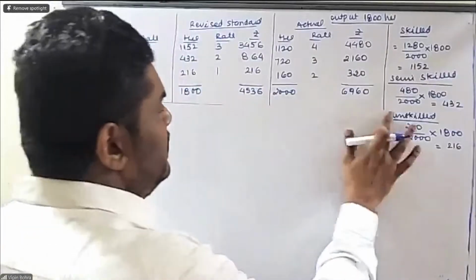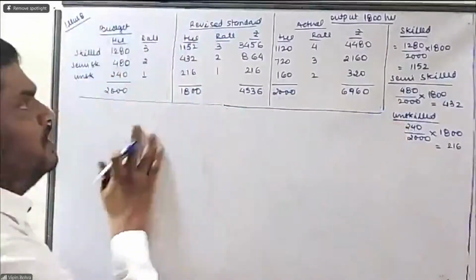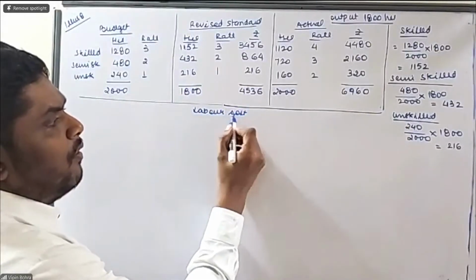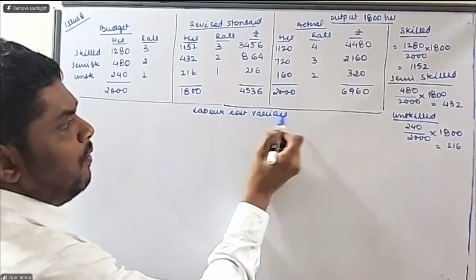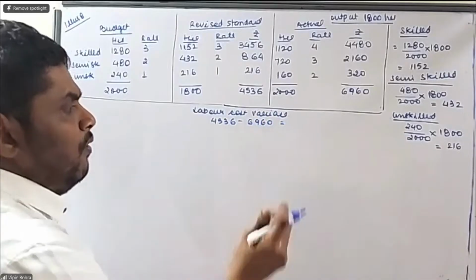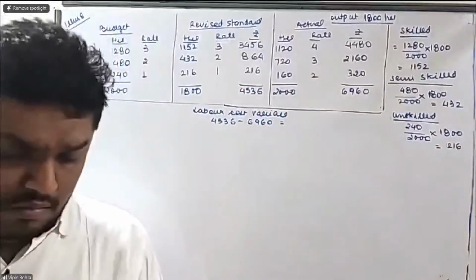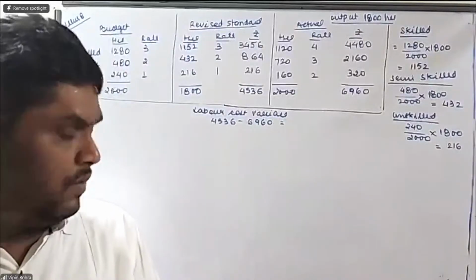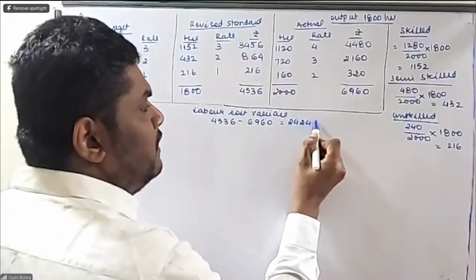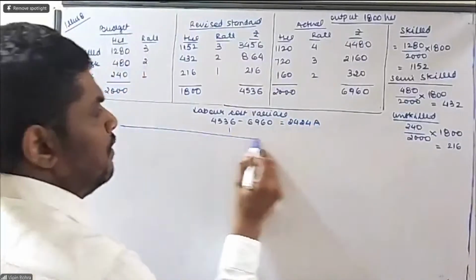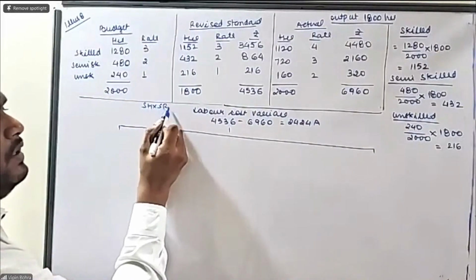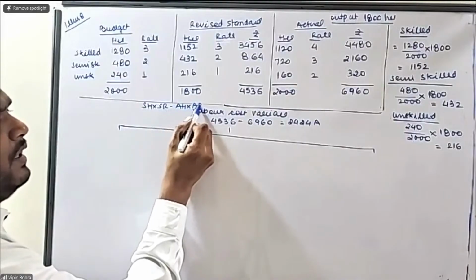Again, this chart is the key. Once you are done with this, you can solve any variance. So let's start with labor cost variance. So this will be 2424 adverse. We can write the formula also, standard hours into standard rate minus actual hours into actual rate.